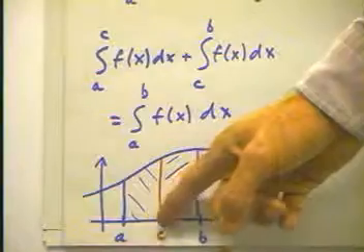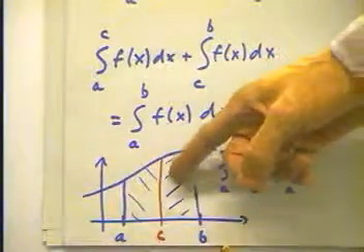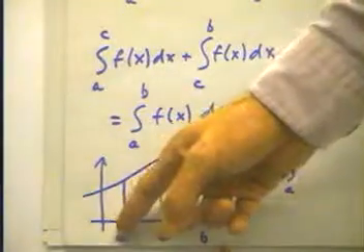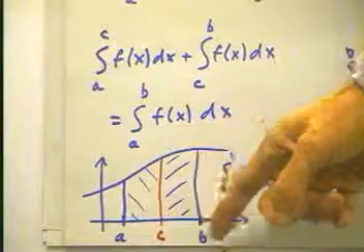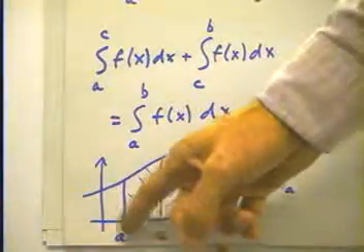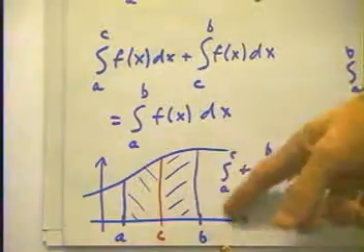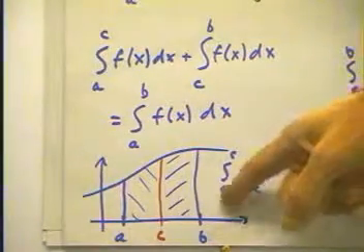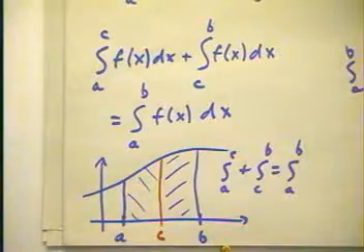If we go from a to c, we get this area. And if we go from c to b, we get this area. And if we go then from a to c and then add that to what we get from c to b, we're going to add these two areas, just giving us the area from a to b. So in a kind of shorthand abuse of the notation here, the integral from a to c plus the integral from c to b has to equal the integral from a to b.